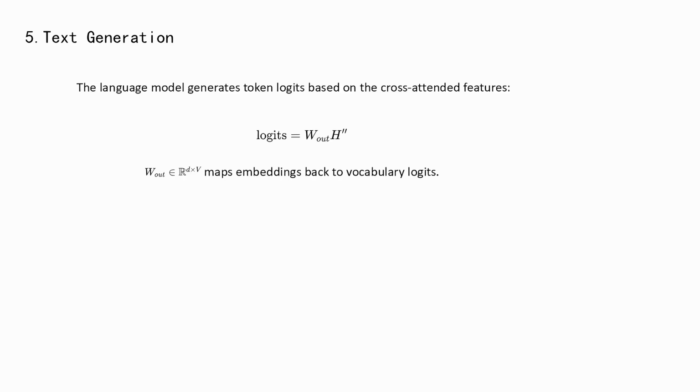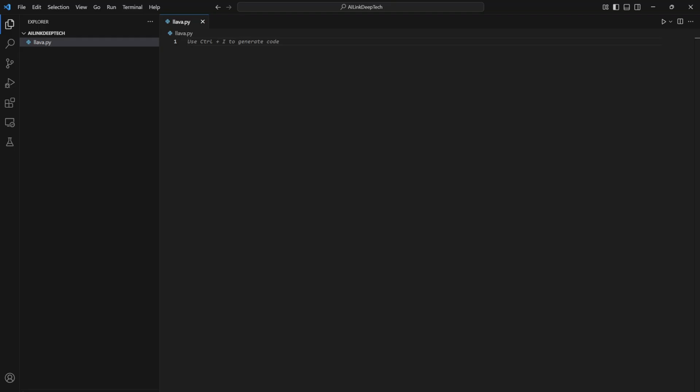Text generation: finally, the language model generates token logits based on the cross-attended features. W_out maps embeddings back to vocabulary logits. The final output probabilities are obtained via softmax as follows, which allows the model to generate text tokens conditioned on the image. Now we implement the LLaVA code.